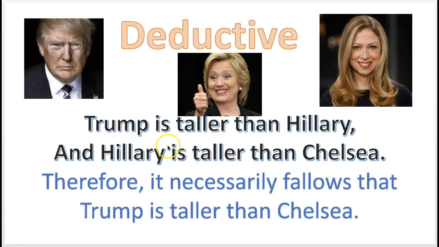Here's an example of a deductive argument. Trump is taller than Hillary, and Hillary is taller than Chelsea. Therefore, it necessarily follows that Trump is taller than Chelsea. You notice that is a deductive argument. Notice the conclusion here: it necessarily follows that Trump is taller than Chelsea. Also, you can recognize that it's a deductive argument from the inferential claim of the premises to the conclusion. If you don't know what that means, don't worry about it, or go back and watch video number 2.